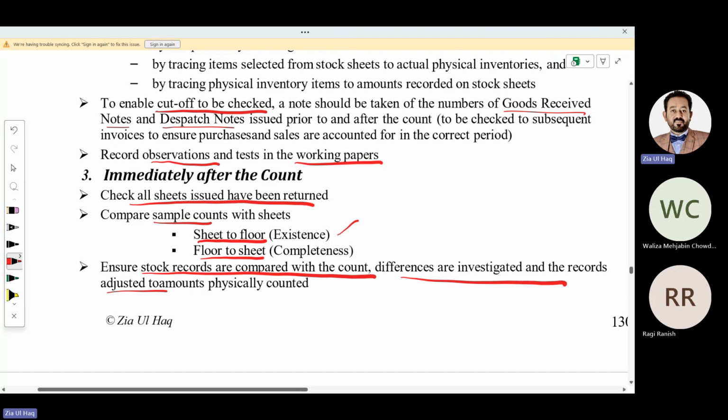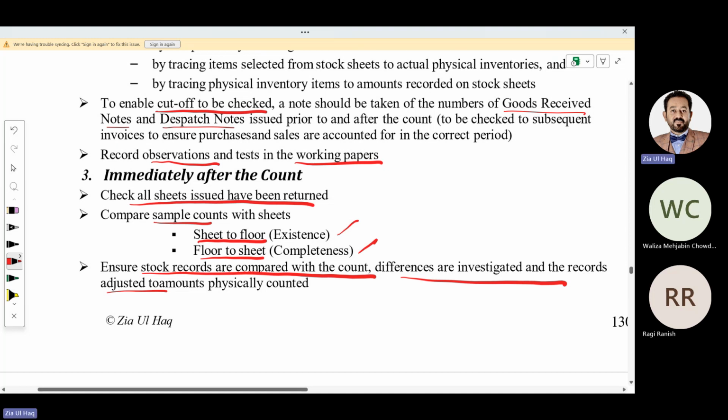And then on the floor, meaning the warehouse, we will count any of the inventory by ourselves. Suppose there are 30 units we have counted. Now we will see on the sheets whether the staff has shown 30 units. This is called floor to sheet. This is for completeness, whether they have recorded the number of units completely on the sheets or not.